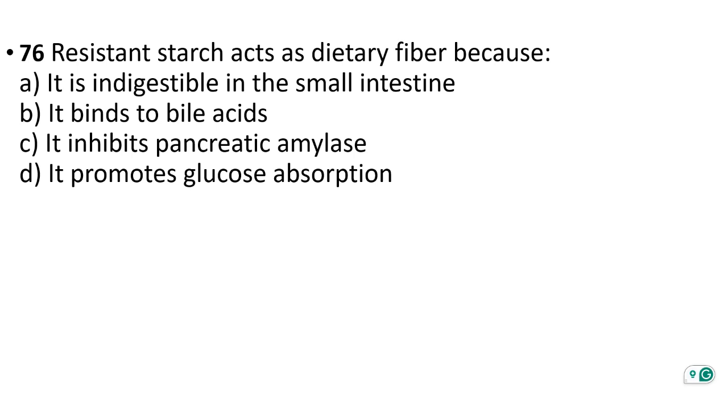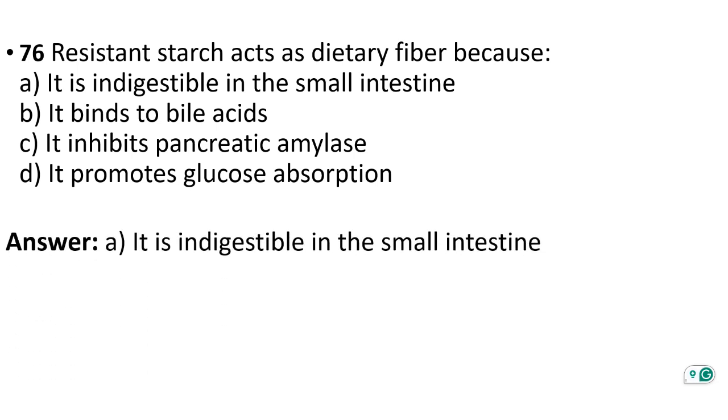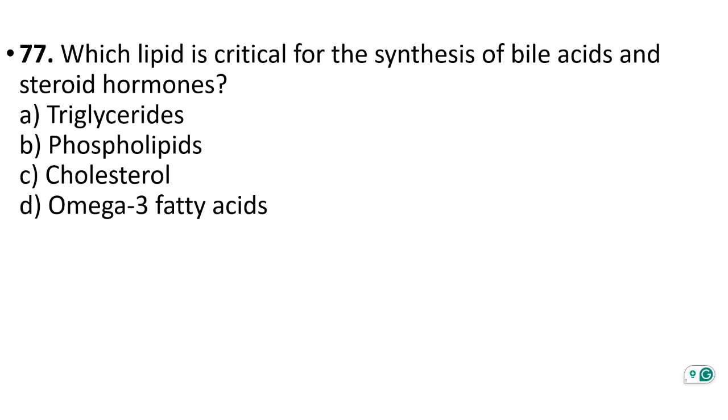76. Resistant starch acts as dietary fiber because it is indigestible in the small intestine. It binds to bile acids. It inhibits pancreatic amylase. It promotes glucose absorption. Your answer is option A. It is indigestible in the small intestine.